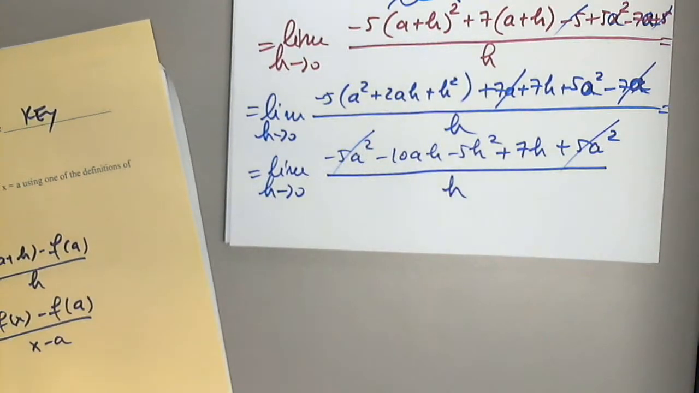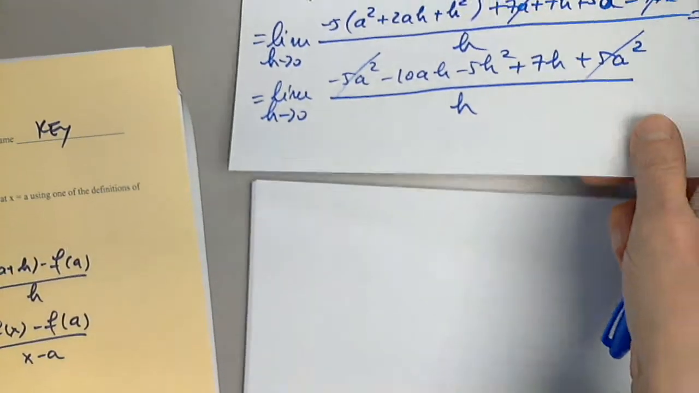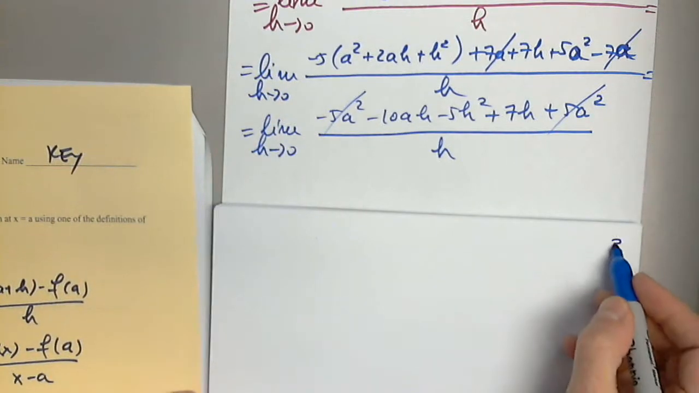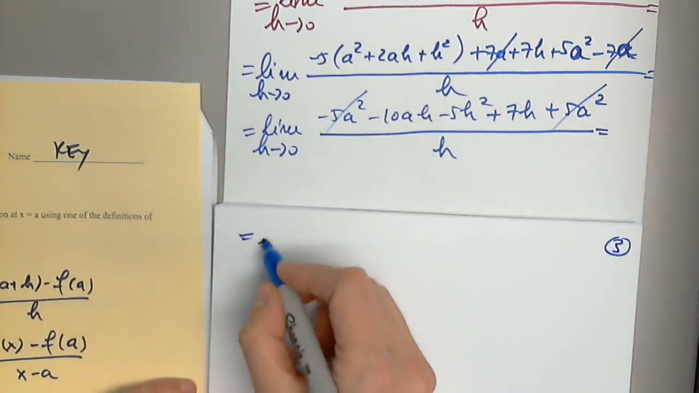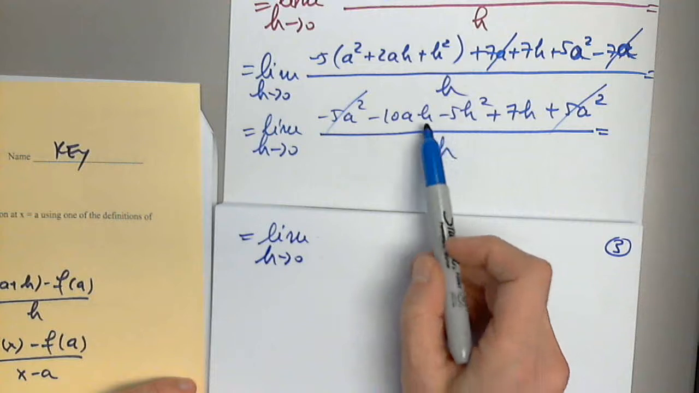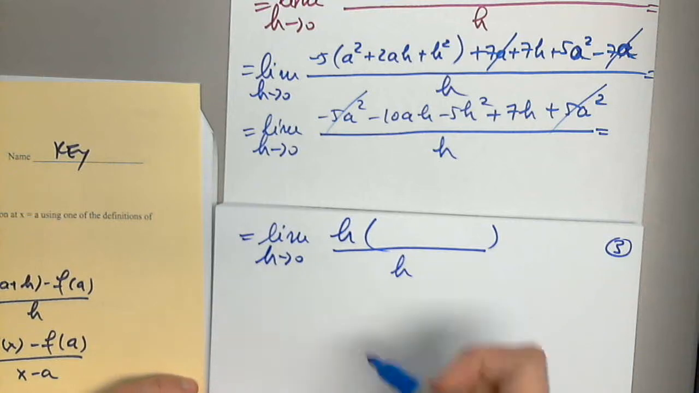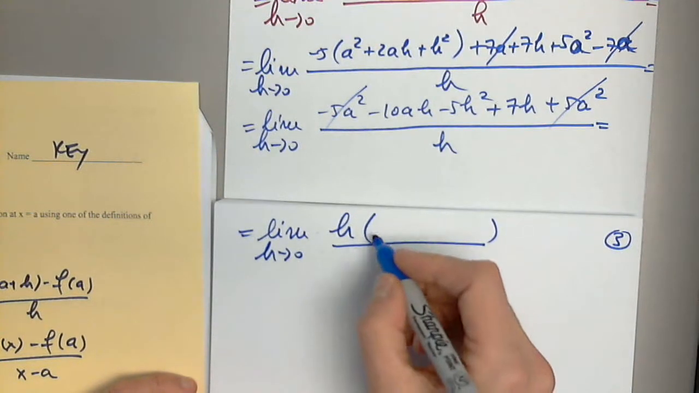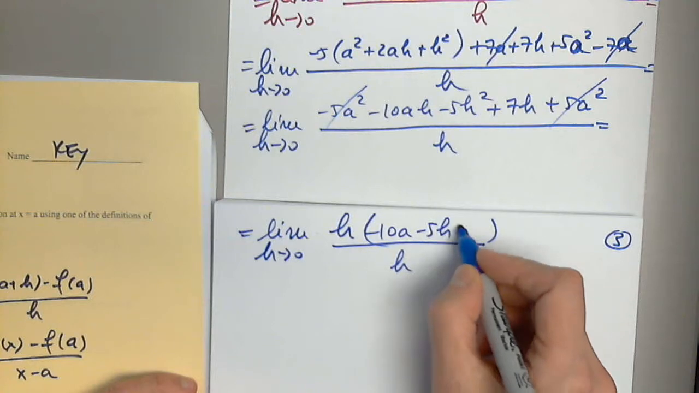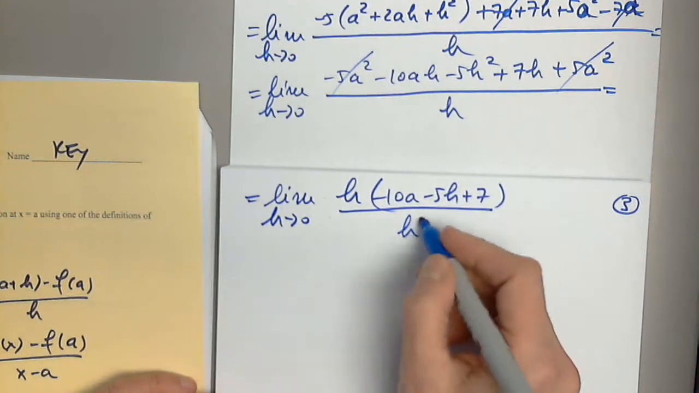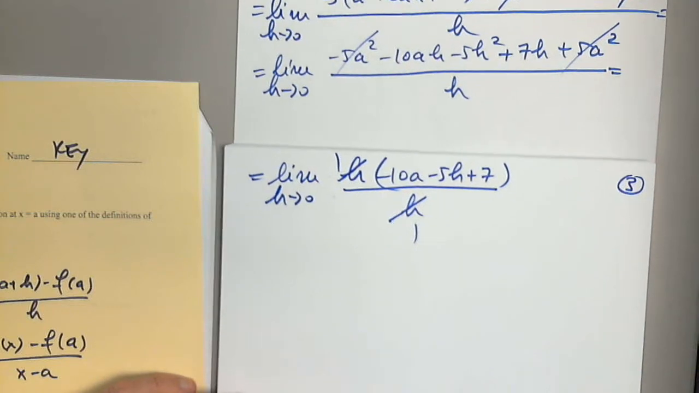And of course, as we know from a long time ago, all terms with no h, for the f prime of a, same thing, all terms without h must go away. And then finally, limit as h approaches 0. 1, 2, 3 terms. They all have h in common. Please do not simplify in a sum. Please do not simplify in here. That would be incorrect. Negative 10a minus 5h and plus 7. We simplify now the h as a factor only.